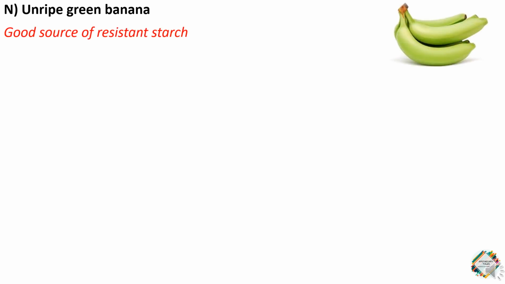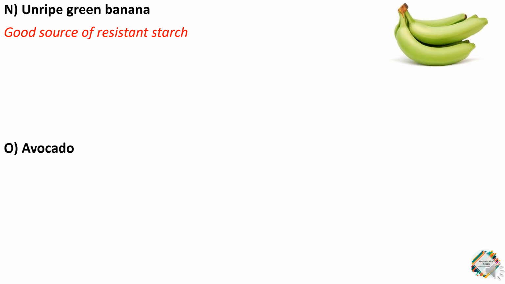Next is the unripe green banana. It is important to include bananas in the diet because they are a good source of resistant starch. But when we choose the banana, we have to keep in mind to choose the unripe form of it, because the more ripe the banana, the higher the sugar content. So keeping this in mind, try to include more of the unripe form of banana.